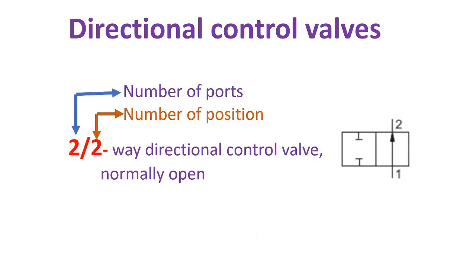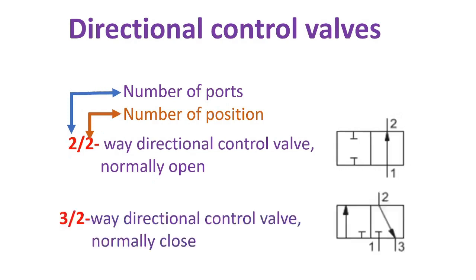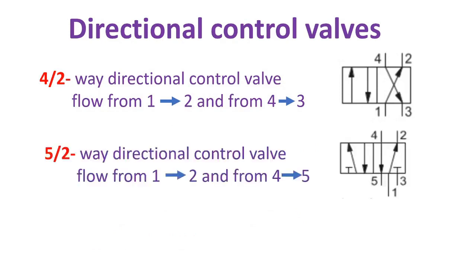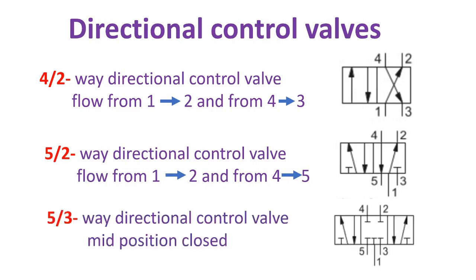This is one of the examples of directional control valves. The first number represents the number of ports, and the second number represents the number of positions. This valve is a 2/2-way directional control valve, normally open. The next one is a 3/2-way directional control valve, normally closed. The next one is a 4/2-way directional control valve, flow from 1 to 2 and from 4 to 3. The next one is a 5/2-way directional control valve, flow from 1 to 2 and from 4 to 5. Next, a 5/3-way directional control valve, mid position closed.